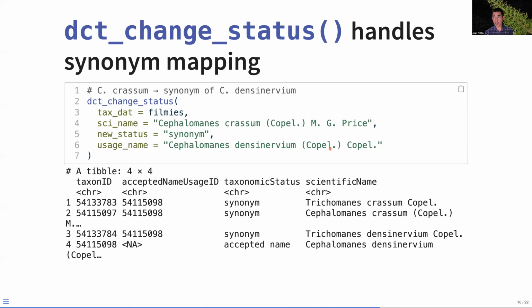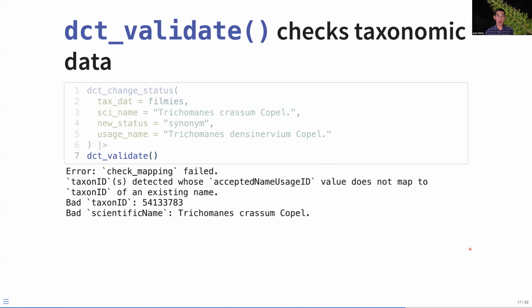So the dwctaxon package provides a function dwctaxon that will do that for us automatically. So this is showing the same thing that I showed in text. Here I'm showing that in code using dwctaxon, and you'll see that the output is now a data frame where we have 3 synonyms that all map to this accepted name. Now, another really important function in dwctaxon is called dwctvalidate, and that's going to run checks on your data to make sure that your taxonomic data are all valid and good to use.